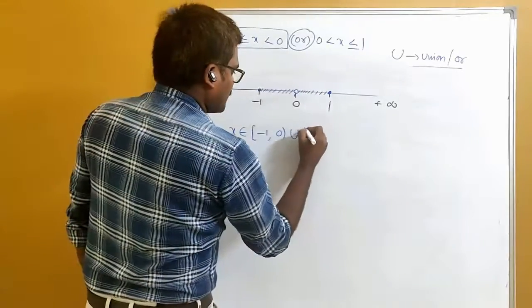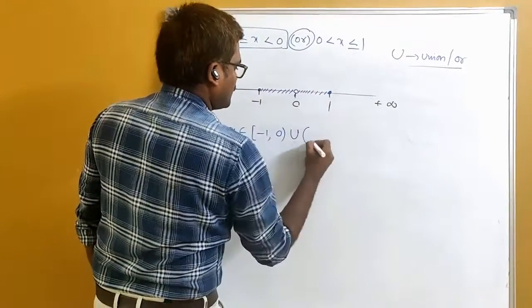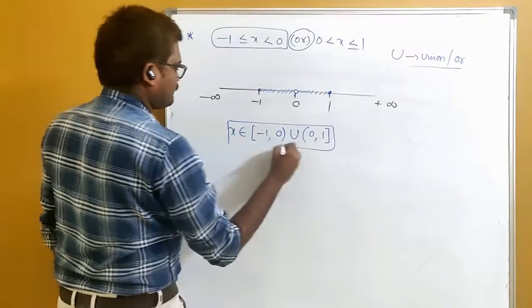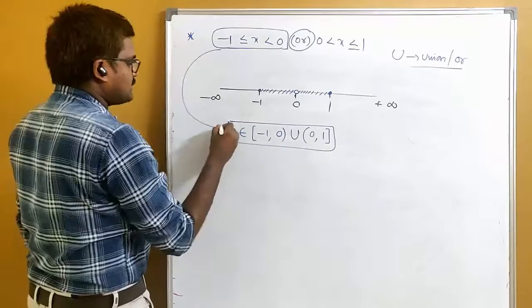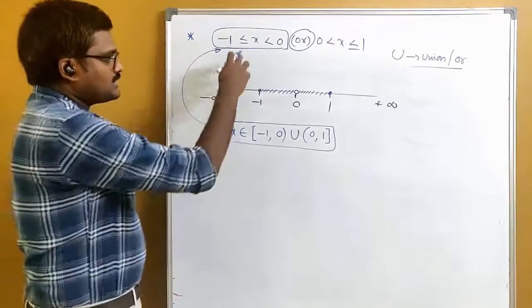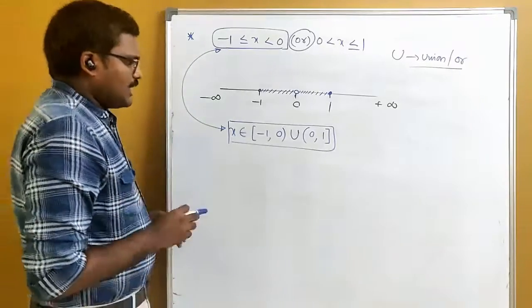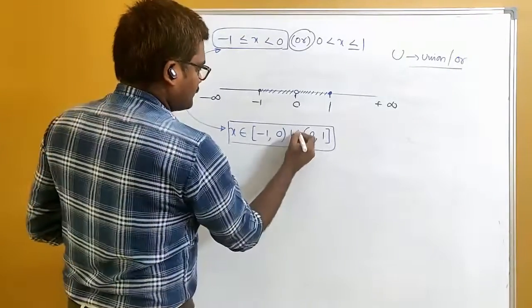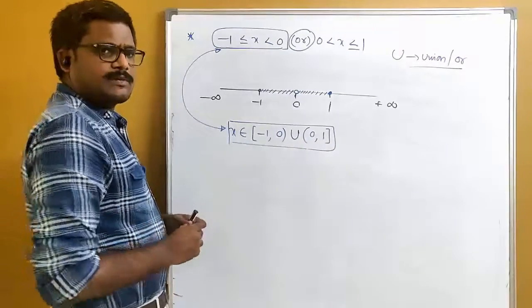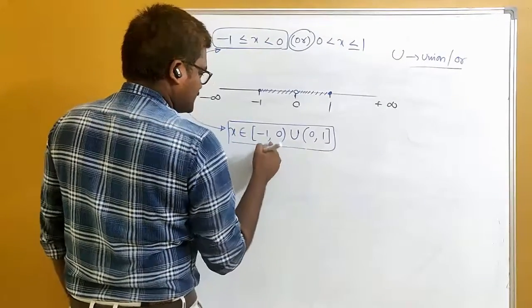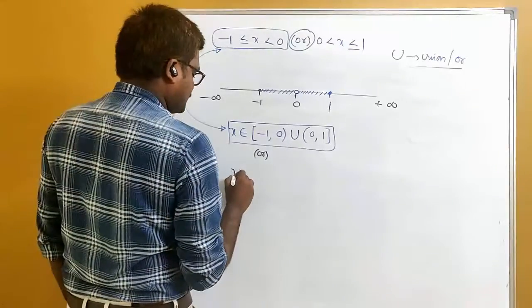Now, can I write it like this? 0 to 1, open 0, closed 1. So this can also be written as something like this. I hope this is clear to you. Understood? Now here is one more important point. The same thing I can represent something like this.